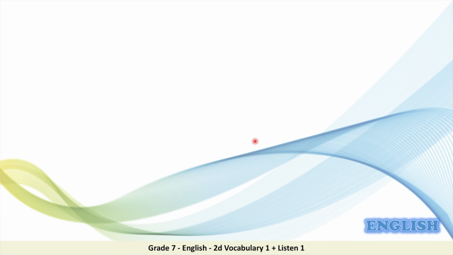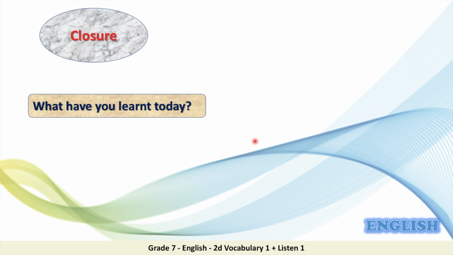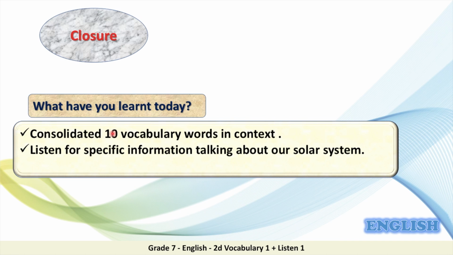Now, we've come to the last stage of our lesson, which is the closure. Let me ask you a question. What have you learned today? Today, we've consolidated 10 vocabulary words in context, and we've listened for specific information talking about our solar system. That's the end of our lesson. I hope you enjoyed it.